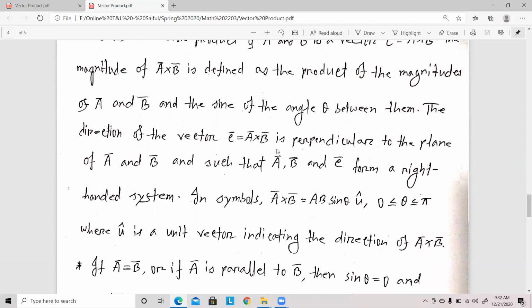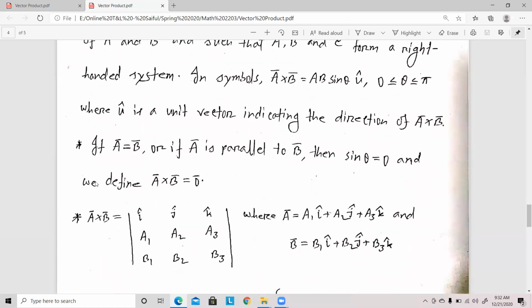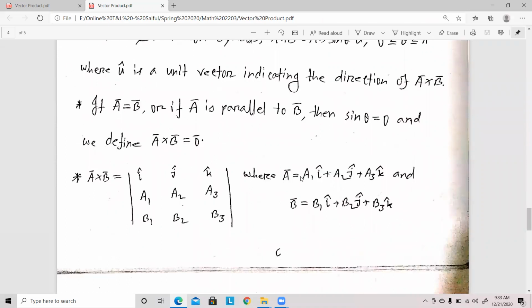That means the direction of A cross B is perpendicular to a plane which contains the vectors A and B. Here given two notes: if the vector A equals the vector B, that means if A and B are parallel, in that case the angle is 0 and we get sine theta 0, and that's why from this formula we get A cross B equal to 0 vector. And we can evaluate the cross product through the determinant. If the vector A is a1i plus a2j plus a3k, and the vector B is defined by b1i plus b2j plus b3k, finally we can evaluate this cross product through this determinant.